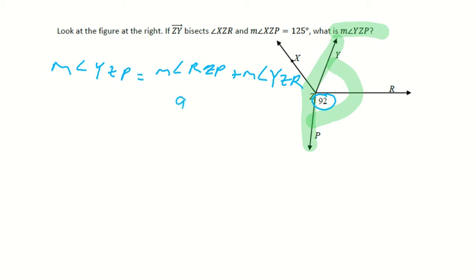Well, we know RZP is 92 degrees. We need to find the measure of angle YZR if we can. So hopefully this other information is going to help us out. All right, ray ZY bisects XZR. So I know these two angles, XZY and YZR, are going to be equal. They're going to be cut because they cut XZR in half. Now they tell us that XZP, that's this outside angle here, is 125 degrees.